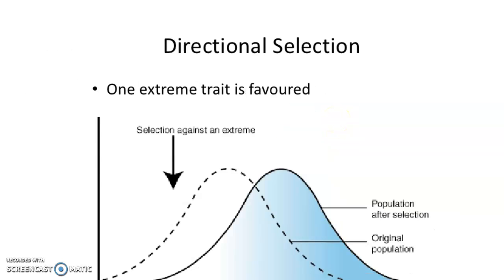Directional selection is when one extreme trait is favored. Here again we have the original population, the dotted lines, then the population after the selection. So one trait is favored. As you can see, it would start low right here, and it's starting way over here on our graph. So the extreme happens, and the population changes.